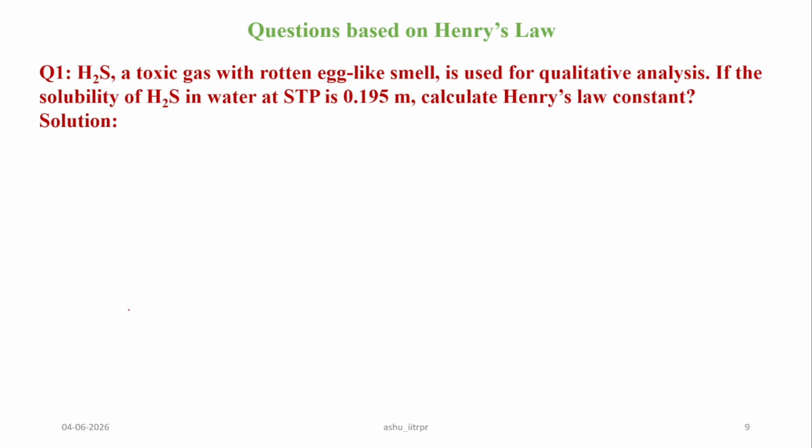Okay, so this question is very important if we talk about Henry's law. Even in the board exam, this question comes every 3 or 4 years. H2S is a toxic gas with a rotten egg-like smell. It is used for qualitative analysis. Not to forget, H2S is used in salt analysis, which is a part of the experiment in group 1, group 2, and so on. This is used in qualitative analysis.